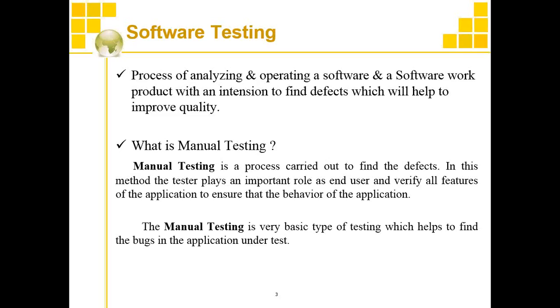Next, what is manual testing? Manual testing is a process carried out to find defects. In this, the tester plays an important role as an end user and verifies all the features of the application to ensure its behavior. In manual testing, a tester looks at what exactly the customer requirement is, and according to that, tests the application: how it works, what the features, functionalities and flow of the application are. Each and everything a tester needs to test.